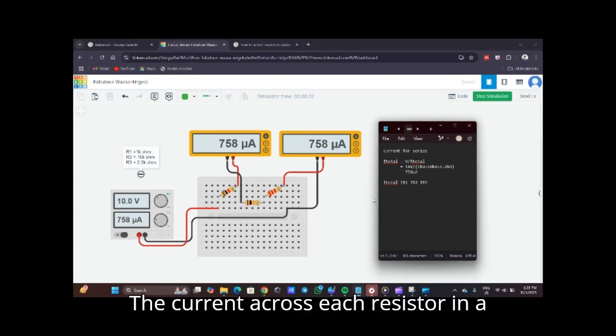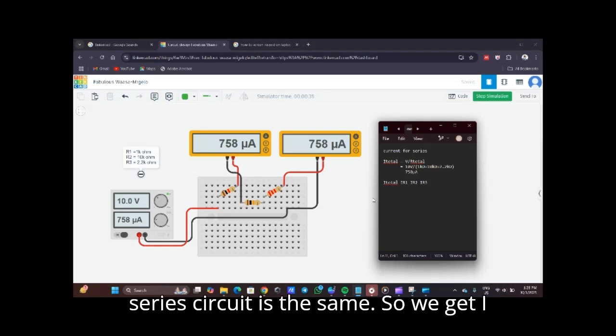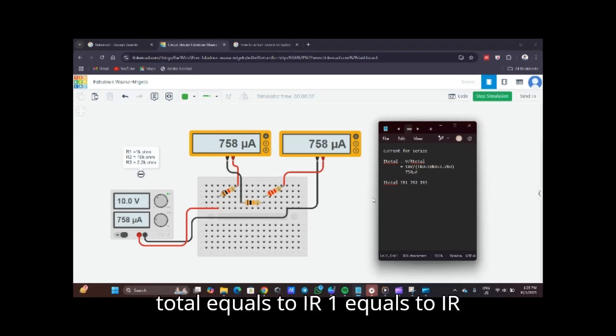The current across each resistor in a series circuit is the same, so we get I total equals IR1 equals IR2 equals IR3.